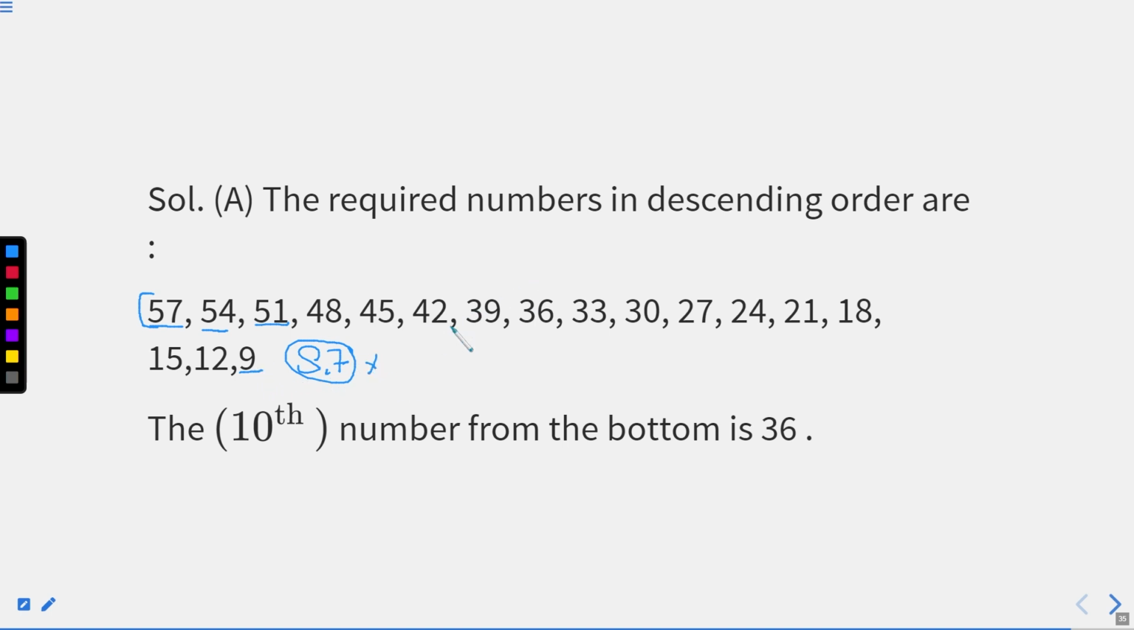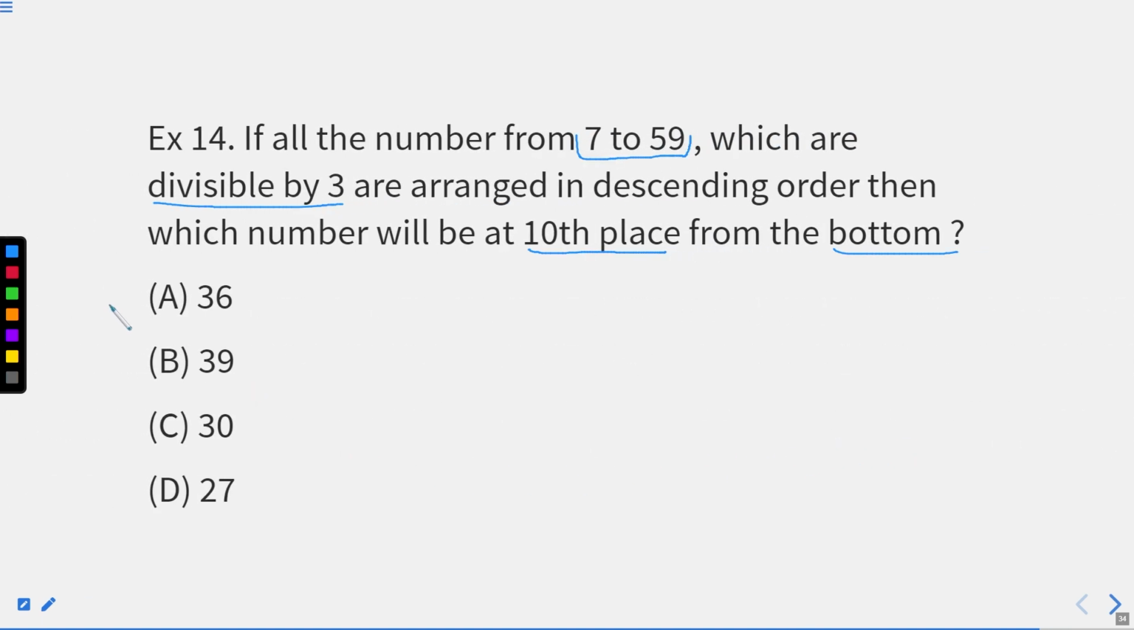Now they are asking the 10th number from the bottom. So 9 will be the first, then second, then third, then fourth, then fifth, then sixth, then seventh, 8th, 9th, and the 10th one is 36. Here the 10th number from the bottom is 36. Check in the options. 36 is option number A.